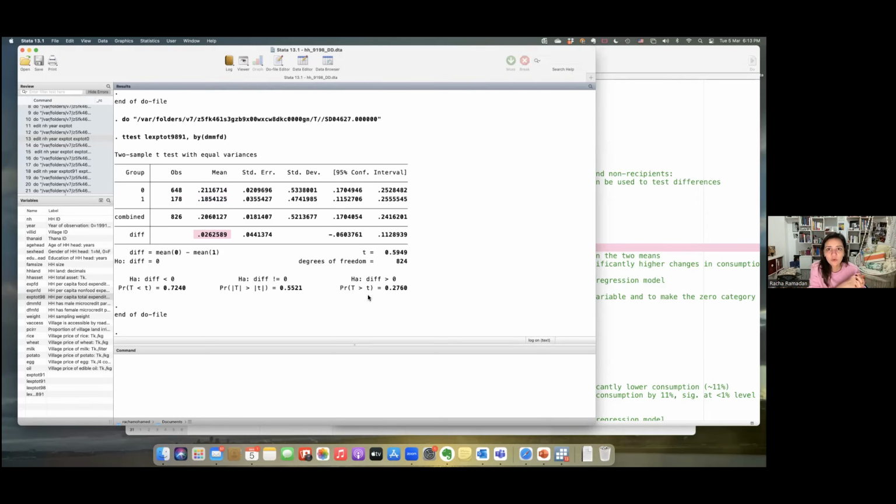Are you still with me, or did I already lose you? And they are not significant. So by just simply comparing the mean of total per capita expenditure between households who benefit from the male credit program and the households who did not benefit from the male microcredit program, we can conclude that there is no significant difference between both.